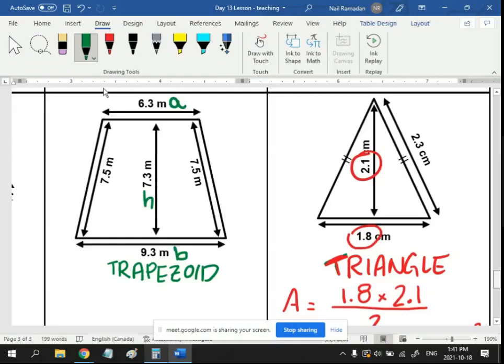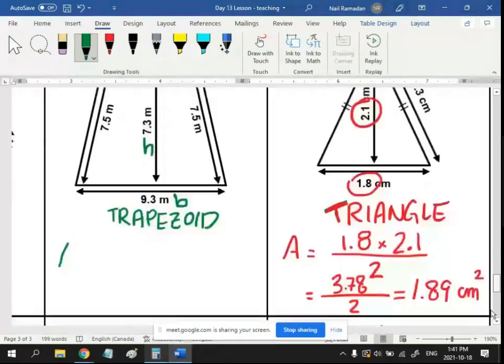Okay, let's put the equation. So A equals, I like to put the fraction sign first. 6.3 plus, it's actually a plus. Yep. Look, everyone. Let me just use the laser pointer. It's a plus in the bracket times outside of the bracket.